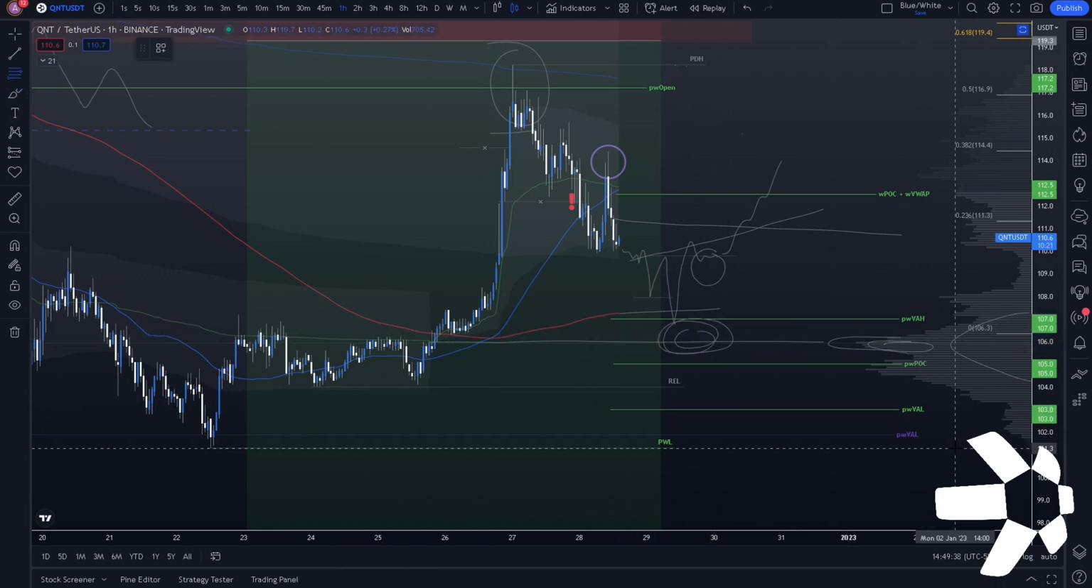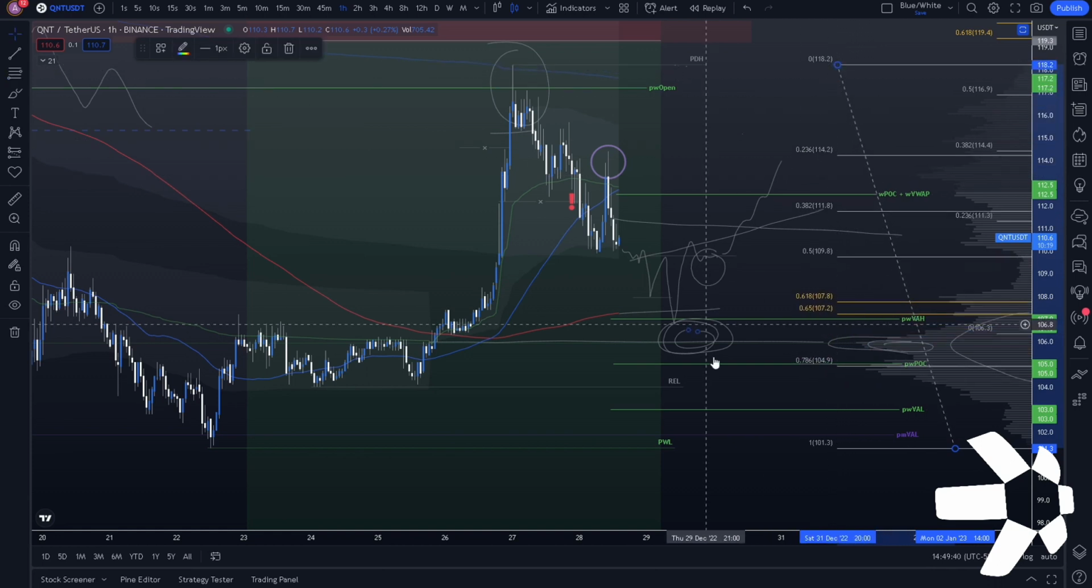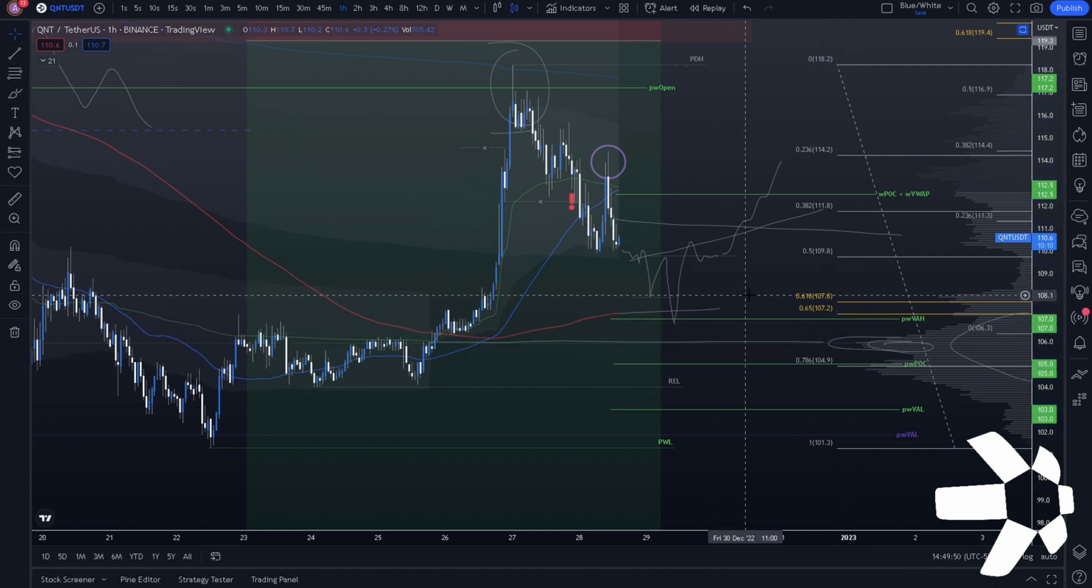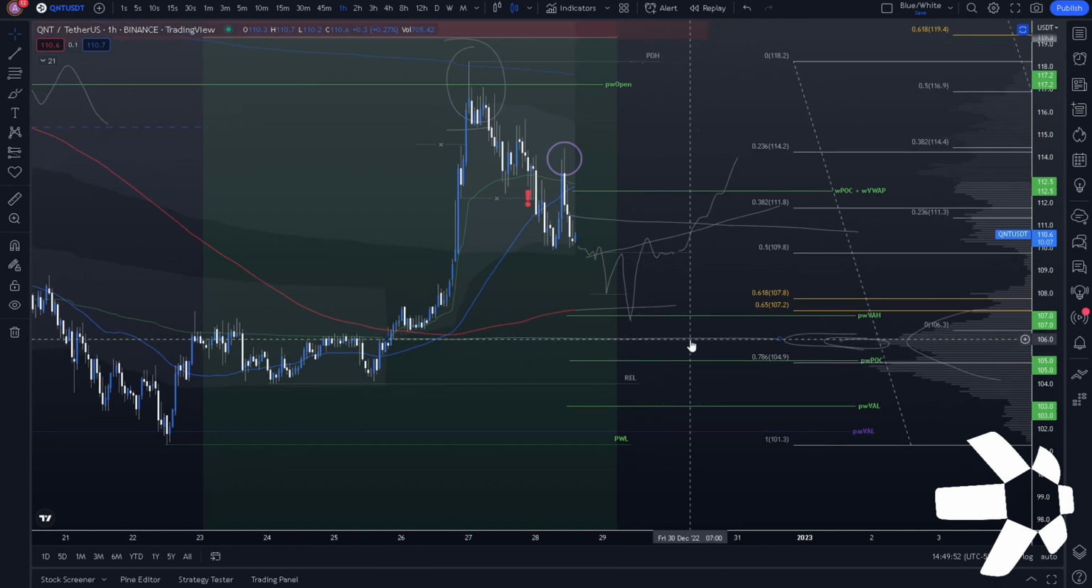We can also take the fib from this swing low to this swing high, and it would be a pretty deep retrace. We'd be going past the golden pocket. So, if you are a day trader, which I do a lot of day trading, this would be my area of interest that I'd be looking at for Quant.